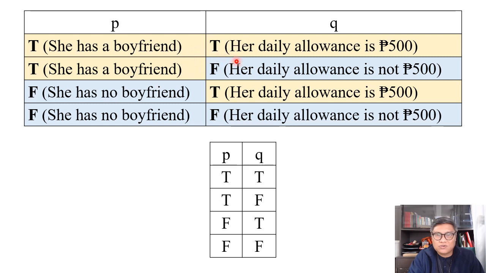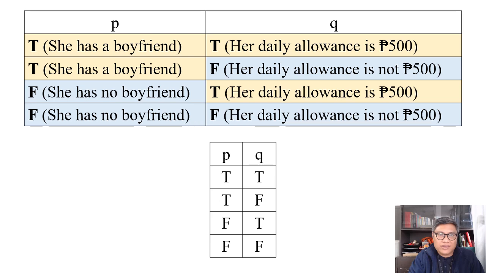And now it depends on what connectives we are using. So if we are using conjunction like the word and, then we just combine them: she has a boyfriend and her daily allowance is 500, or she has a boyfriend and her daily allowance is not 500, or she has no boyfriend and her daily allowance is 500, or she has no boyfriend and her daily allowance is not 500. So these are the 4 possibilities, class, if we have 2 statements.